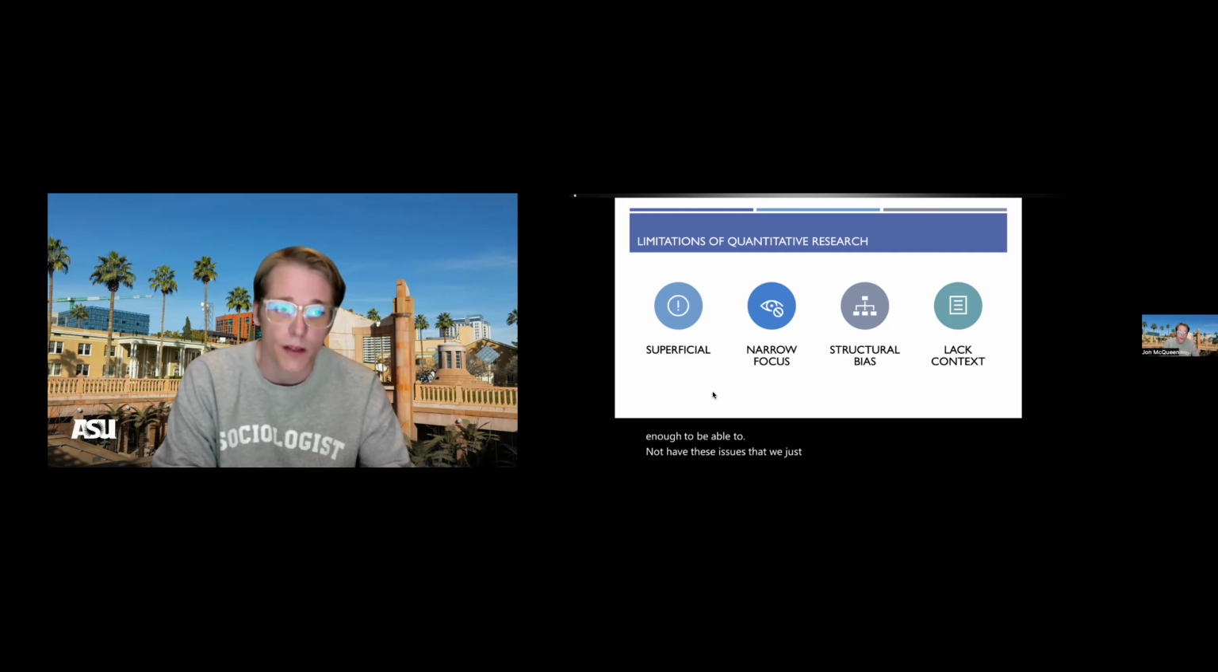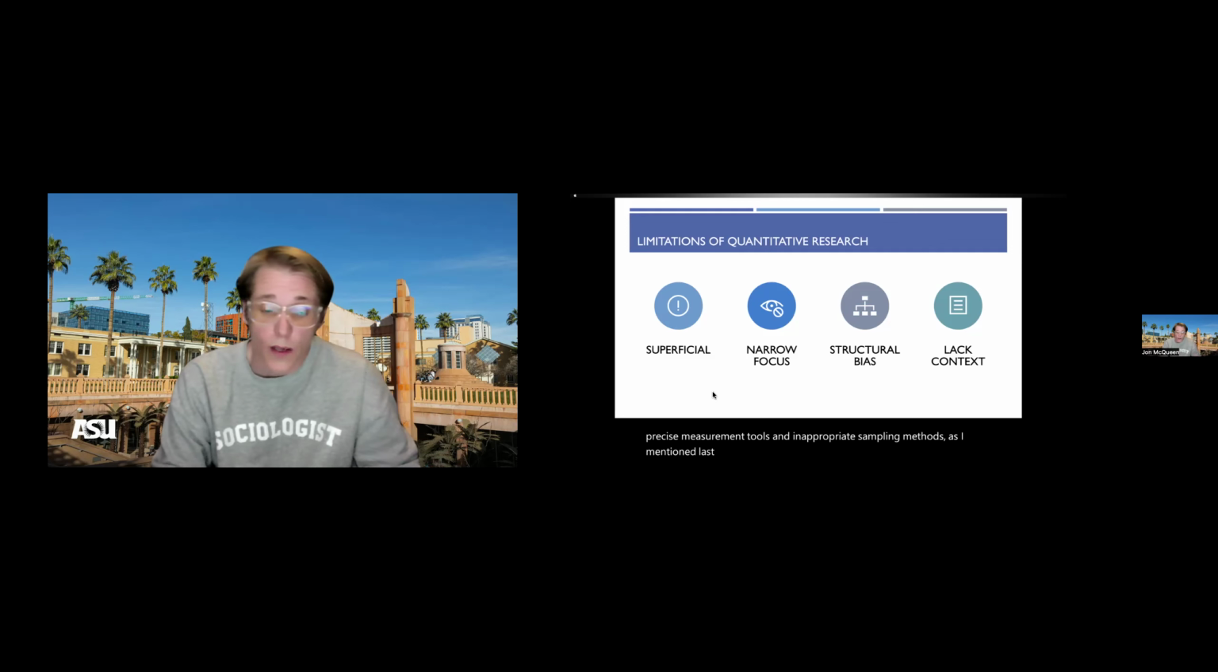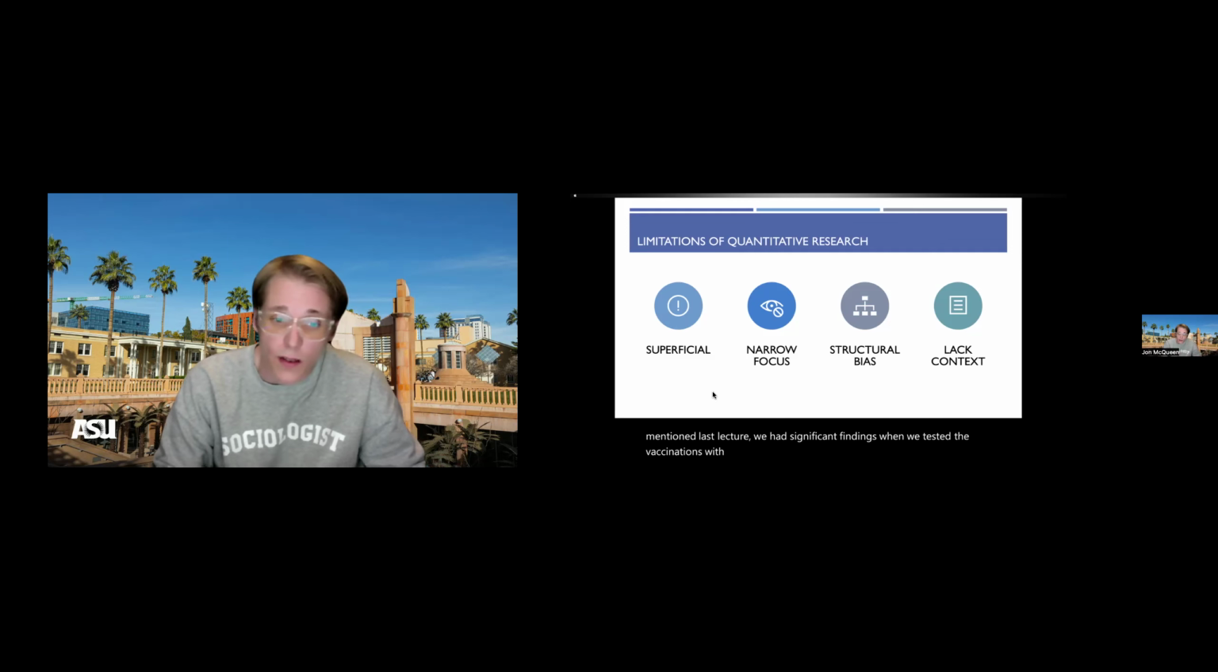So quantitative methods can also have a structural bias. This may occur from things like missing data, imprecise measurement tools, and inappropriate sampling methods. As I mentioned last lecture, we had significant findings when we tested the vaccinations for COVID-19, a recent thing that we experienced. However, if we look at the inappropriate sampling methods, they did not include a proportion of the population that needed to be included in a large capacity. Thus, when it passed a quantitative analysis and evaluation, it was great. However, it did not have the right sampling methods, which created issues that were not forecasted.